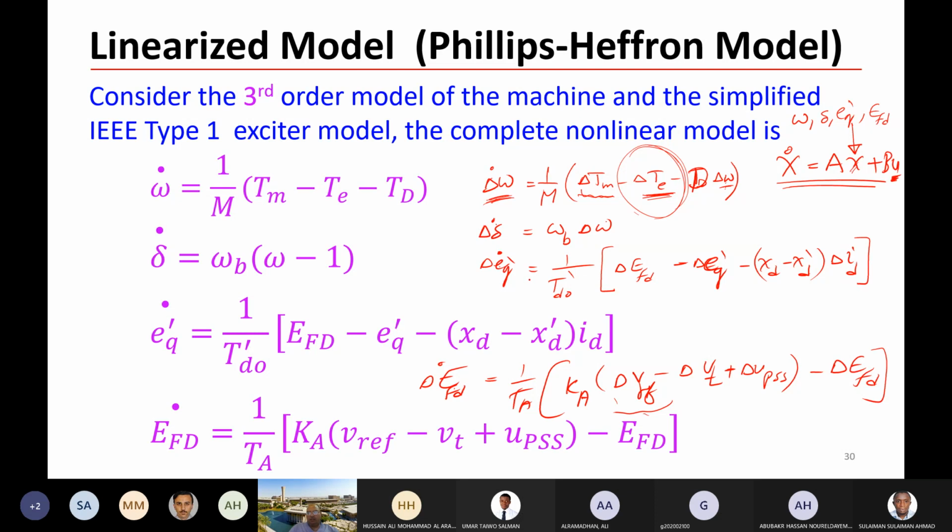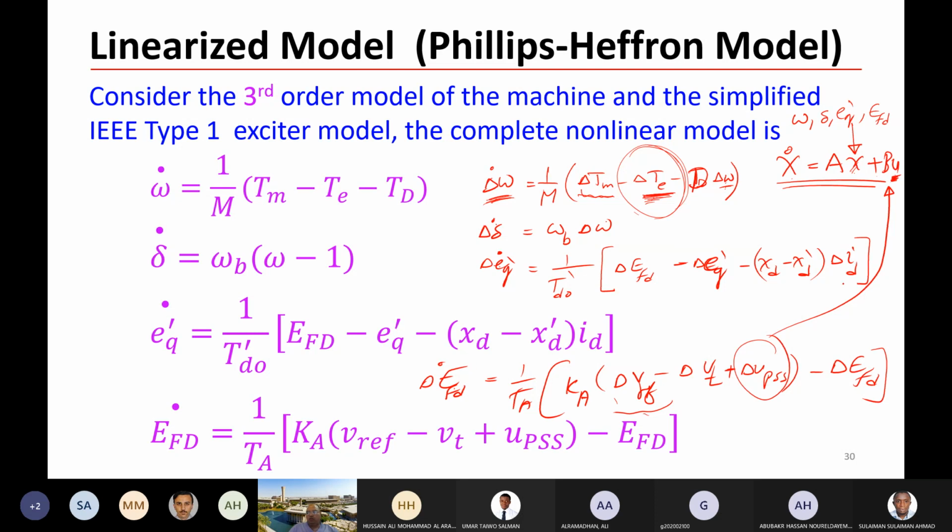So our task now is to express X dot equal to AX plus BU. If these are the states, we need to express all these states, X dot, in terms of AX plus BU. And we will see U here, which is the power system stabilizer input. So this is U. We are assuming delta Tm equal to 0, delta V reference equal to 0. So we need to express delta TE in terms of the states.